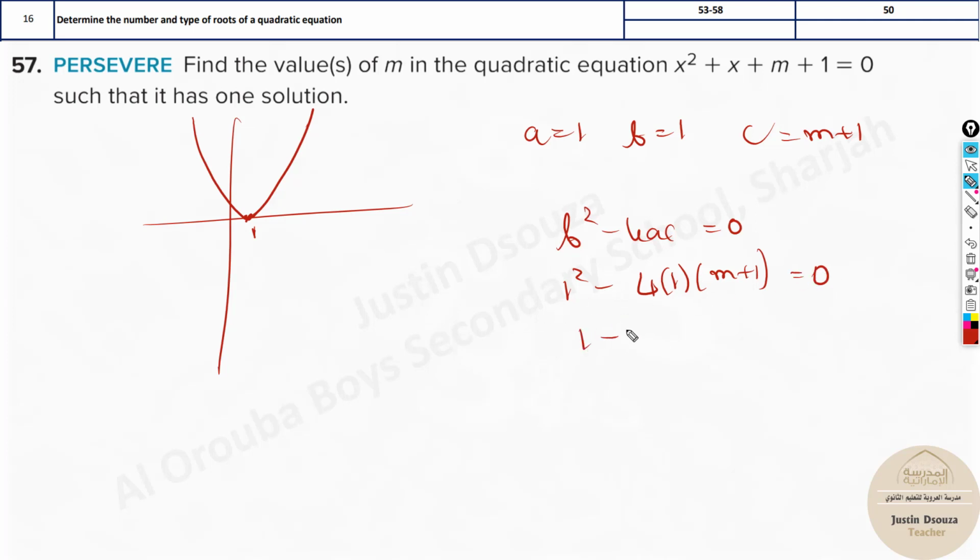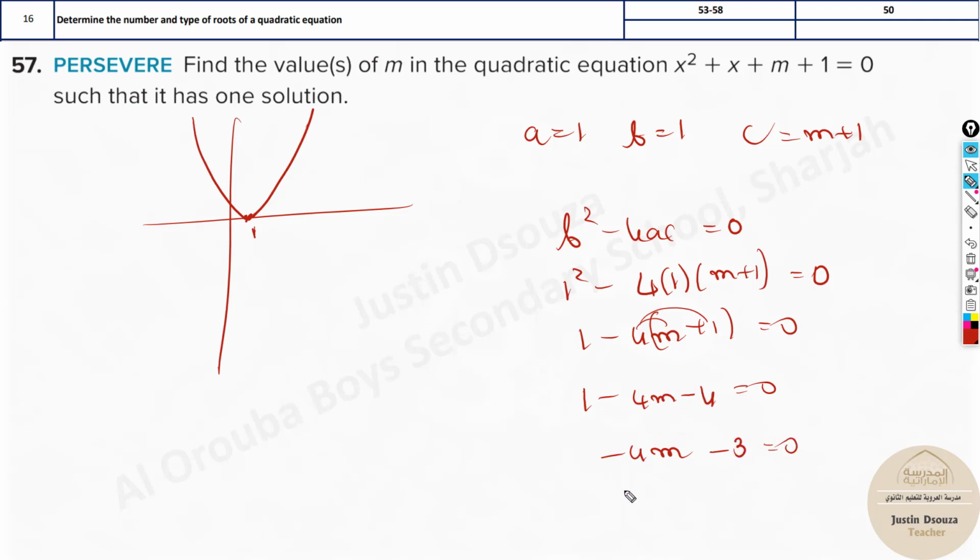It is 1 minus 4m. Let's multiply this. 4m plus 1 equals 0. I'll take this 1 to the other side. No, let's simplify first. Multiply 4 inside, it'll be 4m minus 4 equals 0. It'll be minus 4m minus 3, okay, because minus 4 plus 1 is minus 3, equals 0.